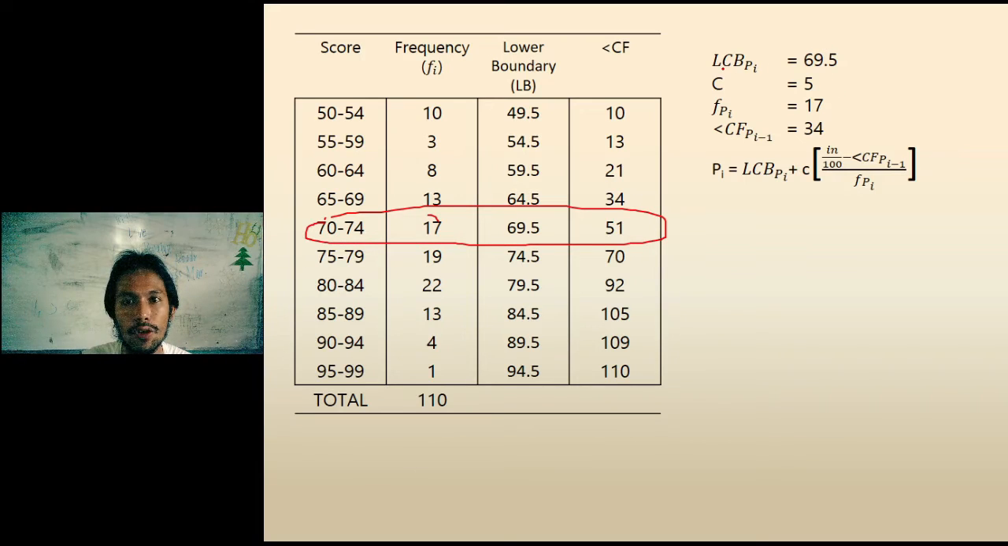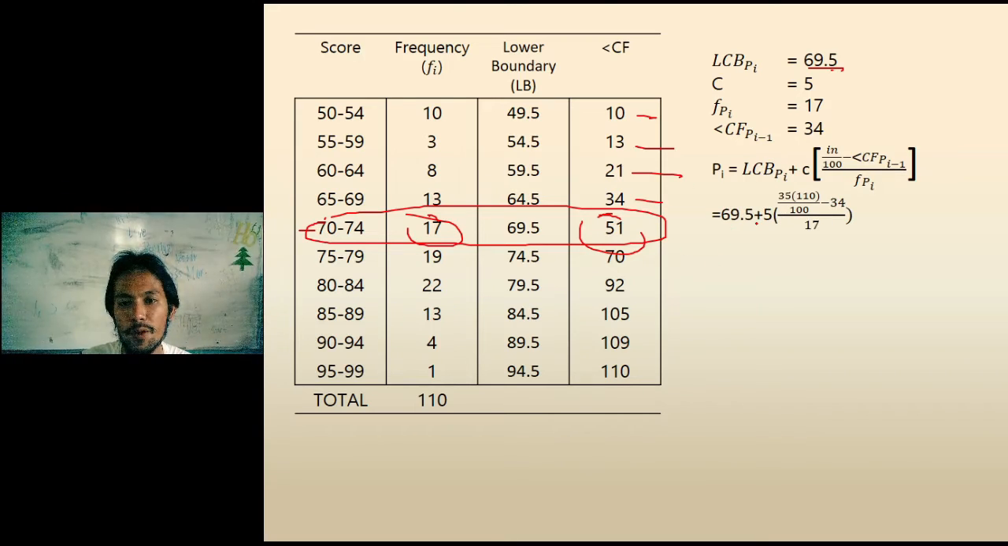So, given the data, ang atong lower class boundary sa P sub i kay 69.5. Ang atong class size kay 5, mao gihapon 70 to 74. Unya, ang frequency sa atong class kay 17. Unya, ang CF sub P sub i minus 1 kay 34, ang cumulative before sa atong P sub i class. So, 10, unya 10 plus 3 kay 13, 13 plus 8 kay 21, unya 21 plus 13 kay 34. So, mao siya 34.